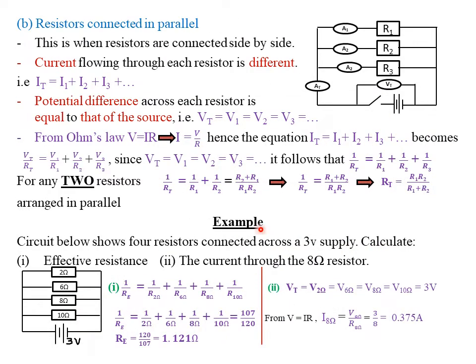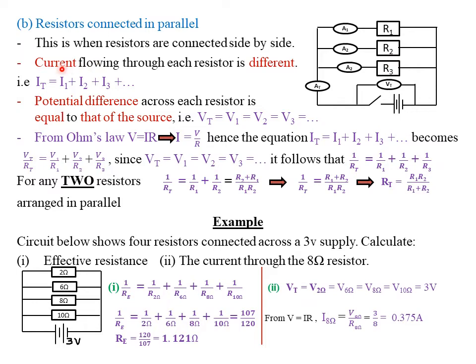Next, we look at the second part, which is a connection of resistors in parallel. So resistors are said to be connected in parallel whenever they are connected side by side, as shown in this particular diagram. So this is what we call parallel connection of resistors. That is, resistors are connected side by side. So you can see R1 is connected on the lower side of R2, R2 is connected on the lower side of R3. So this is the parallel connection of resistors.